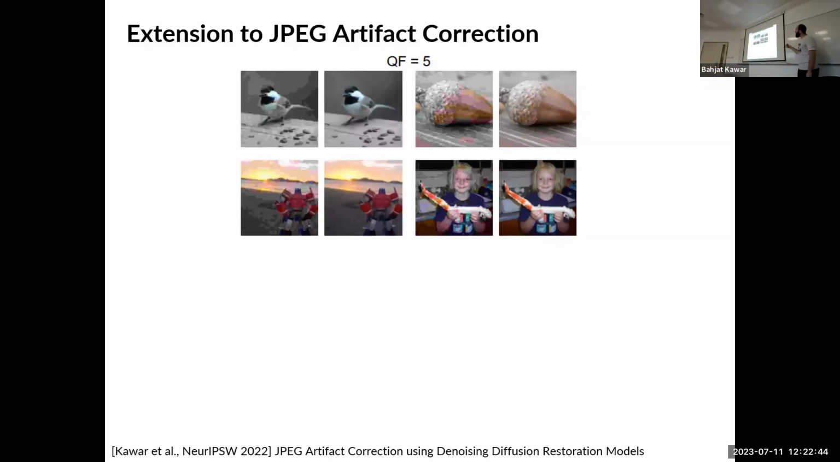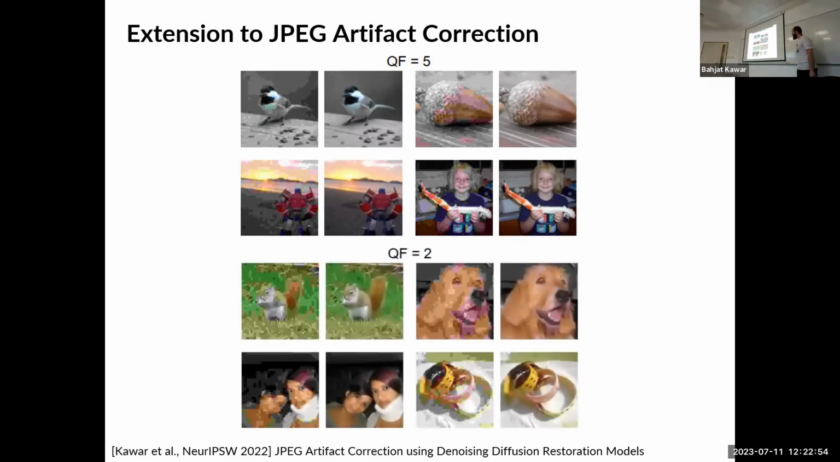DDRM can now restore that as well, with results on par with the previous state of the art in both perception and distortion metrics, for different quality factors. Look at the blockiness in the dog's face. It's almost completely removed. That's one more thing that we could solve with DDRM. This, by the way, was published in a NeurIPS workshop, which is a continuation of the original paper in the NeurIPS conference.